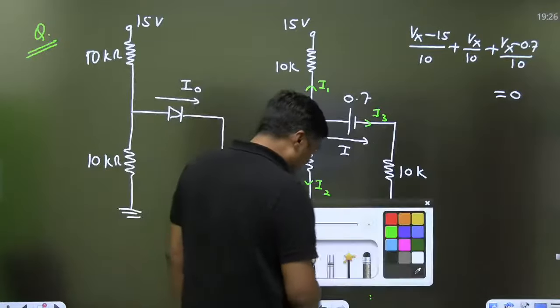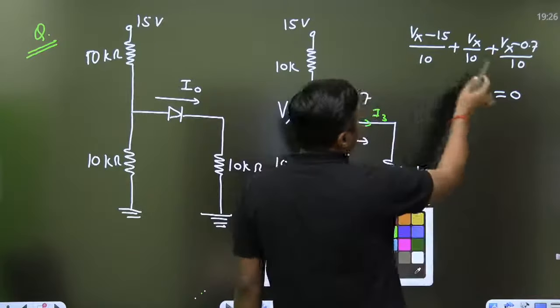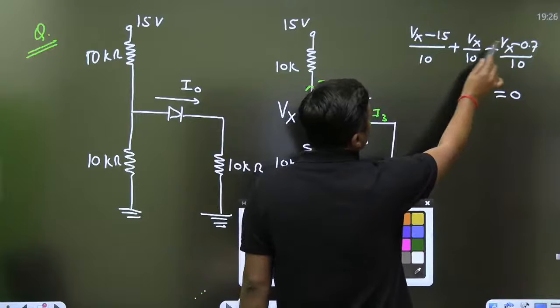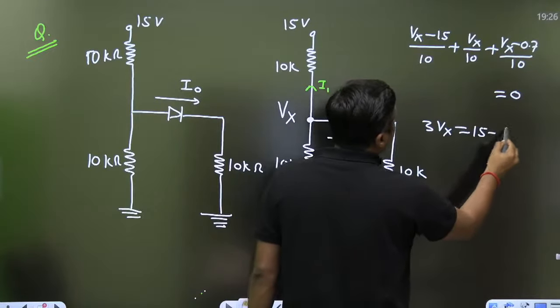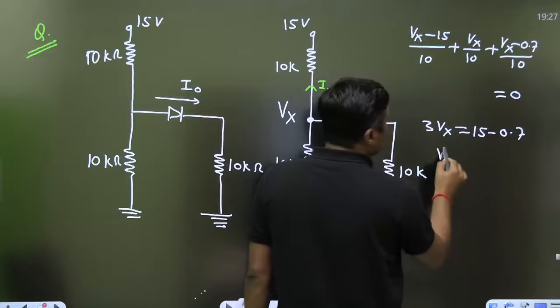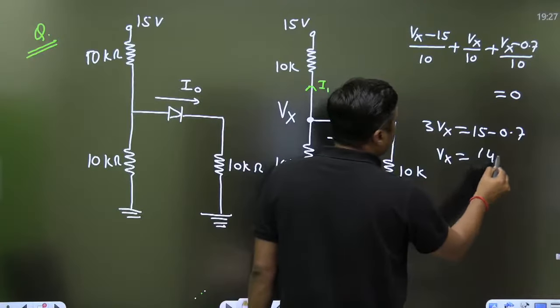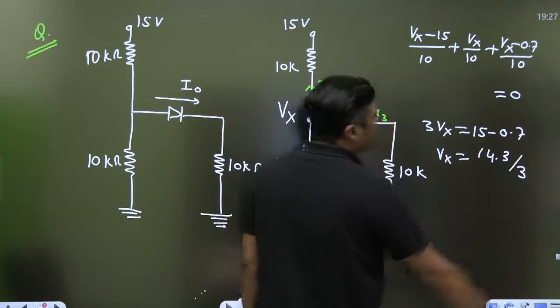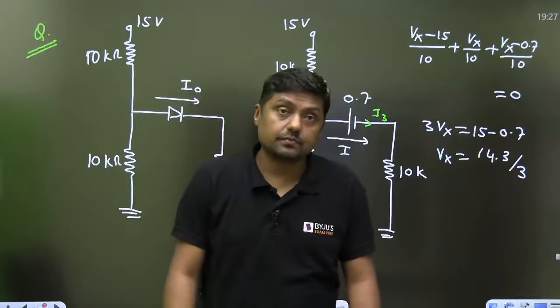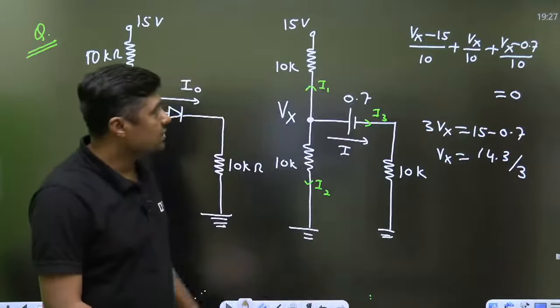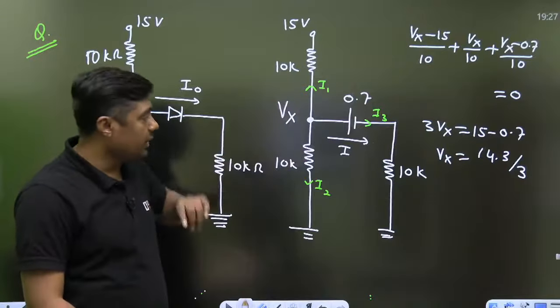You can take 10 as the LCM and it will become 0. So it will become Vx plus Vx plus Vx, 3Vx is equal to 15 minus 0.7. So Vx is equal to 14.3 divided by 3. That is the value of the Vx.